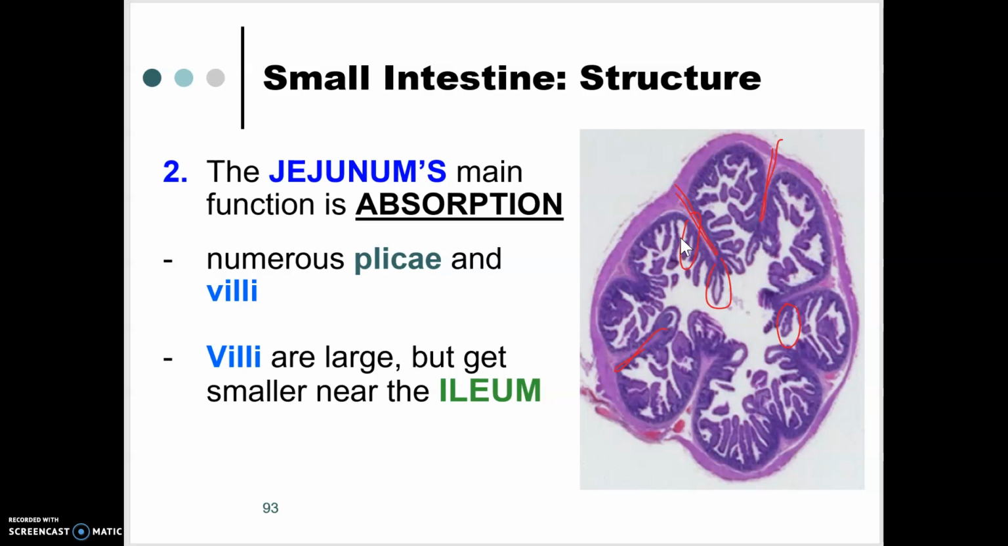Now, as we move through the jejunum, those villi are going to be quite large, but they will get smaller and smaller as we get near the ileum, which is the last part of the small intestine.